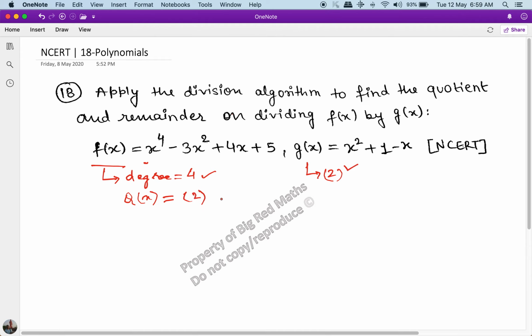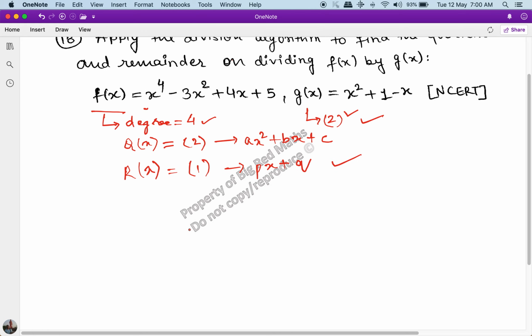The quotient of degree 2 can be written as ax squared plus bx plus c, and the remainder r of x is always 1 degree less than this. So it will be of degree 1, and let me call it px plus q. Now let us start solving this one. We realize that f of x will be equal to g of x multiplied by the quotient of x plus the remainder. The remainder is r of x.